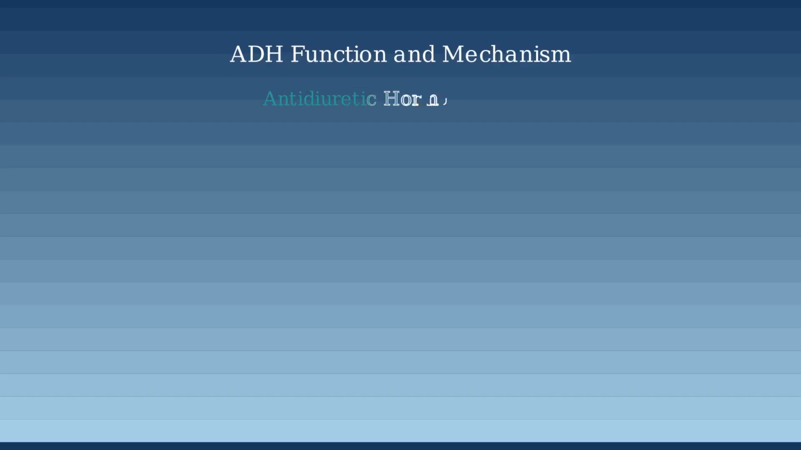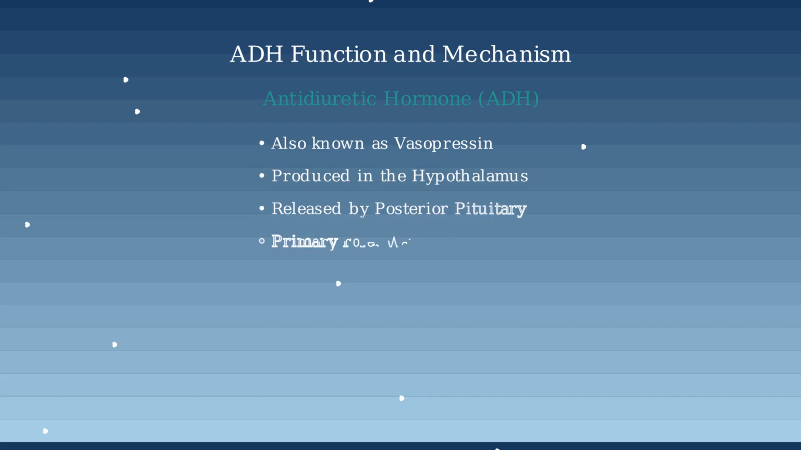Antidiuretic hormone, or ADH, also known as vasopressin, is a hormone that plays a crucial role in water conservation in the body. ADH is produced in the hypothalamus and released by the posterior pituitary gland. It primarily targets the collecting ducts in the kidneys.